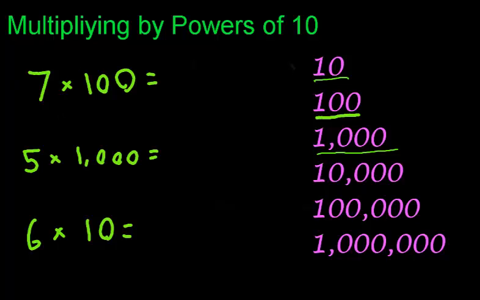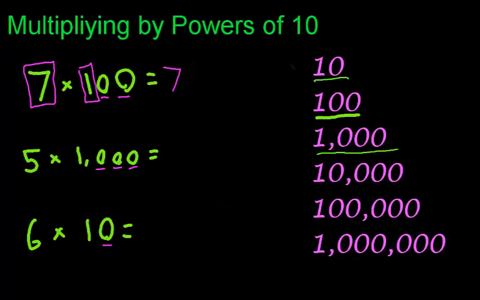When we multiply by the powers of 10, it's kind of fun, and there's a great trick, which is that you get to ignore the zeros. So on this one, I'll ignore these 2 zeros to start. 5 times 1,000, I'll ignore these 3 zeros. And 6 times 10, I'll ignore this 1 zero. So watch how I can do this here. Instead of going 7 times 100, in my head, I can just go, I know 7 times 1 is 7. I ignored the 2 zeros.